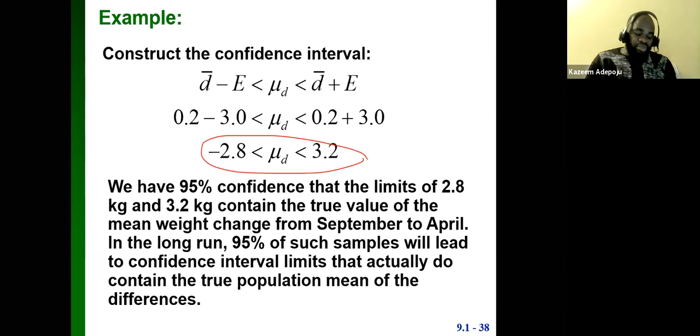And of course, in conclusion, we are 95% confident that the limits of minus 2.8 kilograms and 3.2 kilograms contain the true value of the mean weight change from September to April. In the long run, 95% of such samples will lead to confidence interval limits that actually do contain the true population mean of the difference. And also take note that this interval includes zero. It also indicates there's no significant difference between the mean weights.